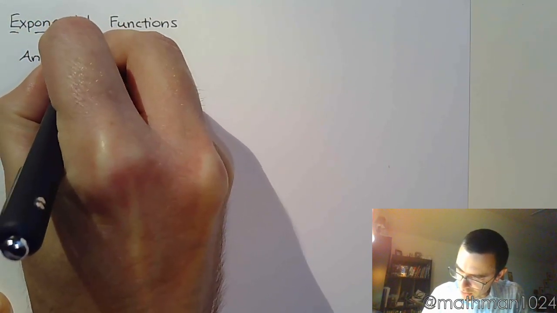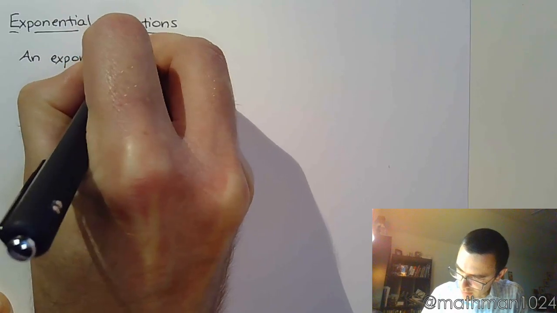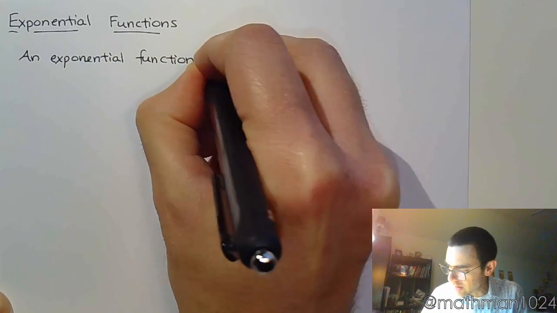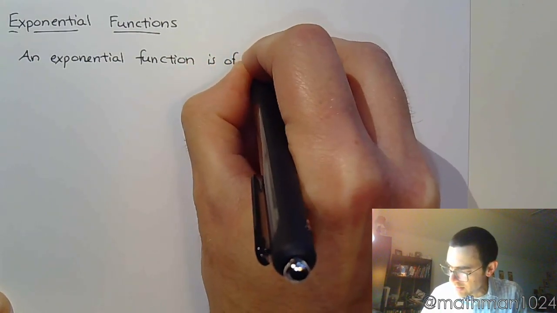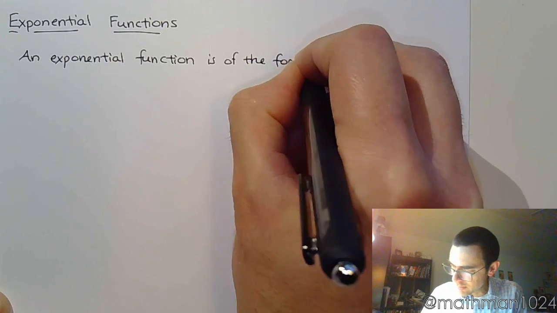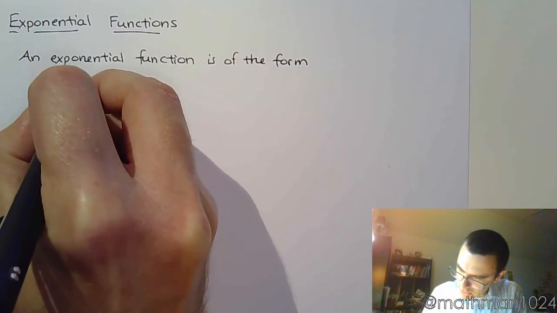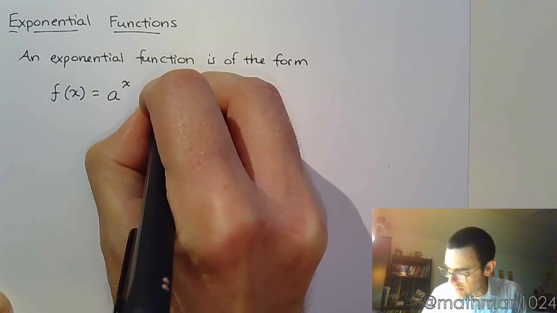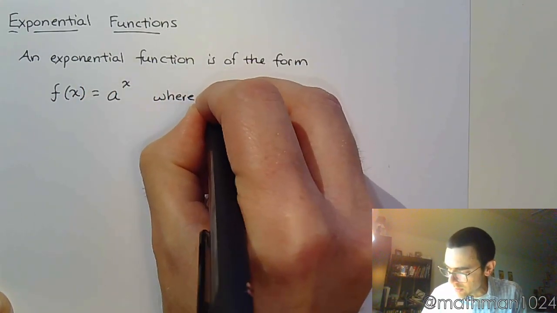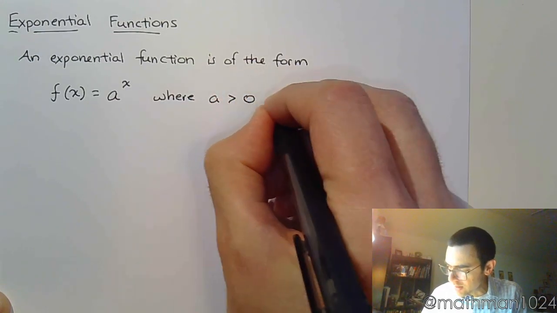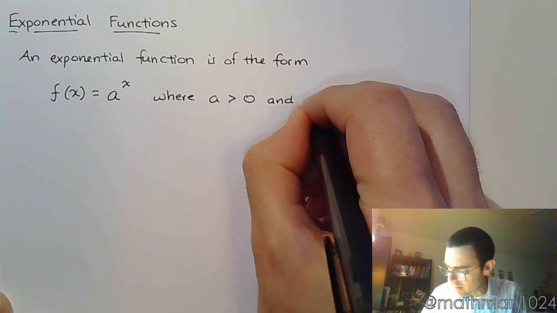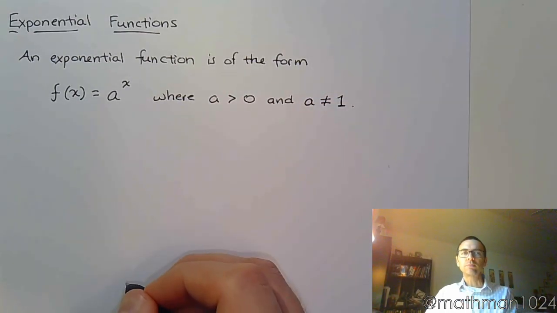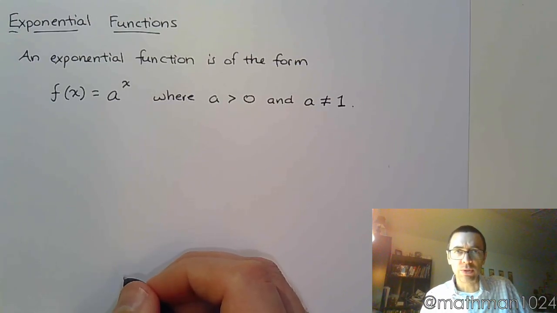An exponential function is of the form f of x is equal to a to the x, where a, the base, is positive and that base does not equal 1. So this is how we describe an exponential function.